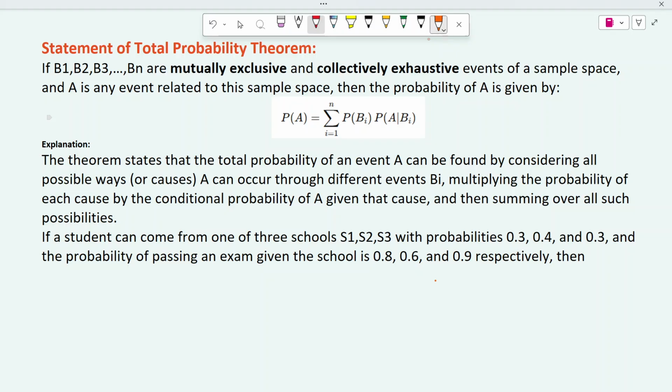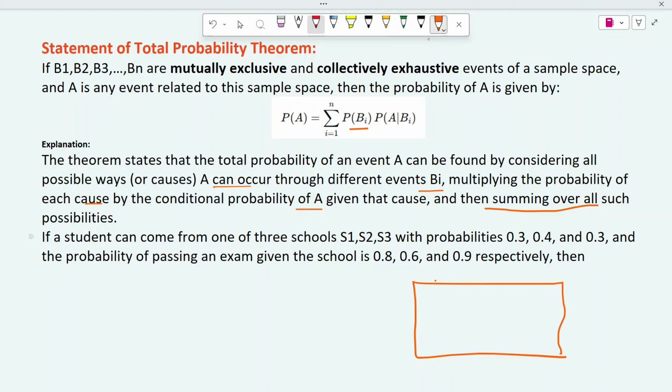So what the theorem states is that any event A can be found by considering all possible ways A can occur through the different events bi. We can find it by multiplying the probability of the cause, that is the probability of bi, by the conditional probability of A given that event bi has occurred, and summing over all such possibilities. For example, I will illustrate with the help of a Venn diagram.